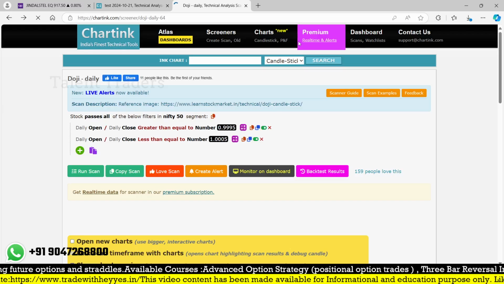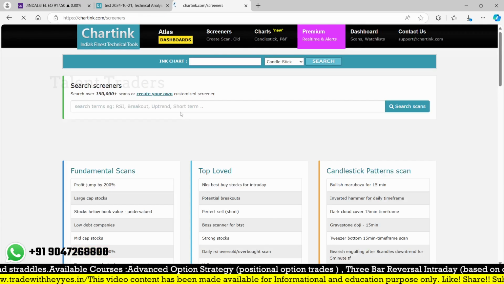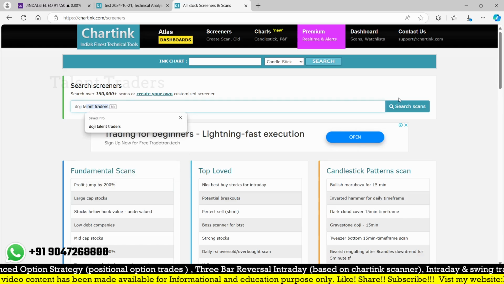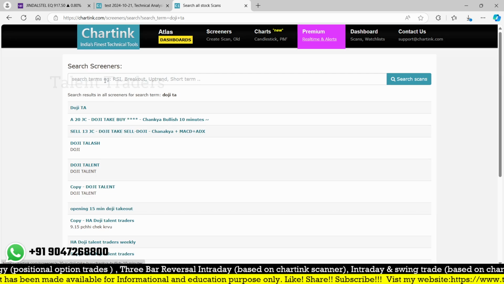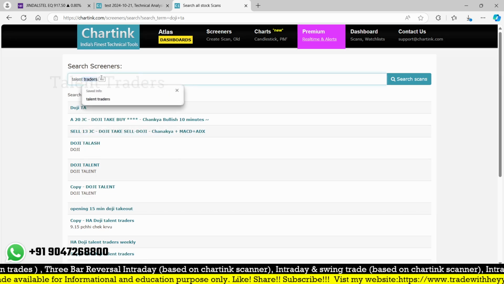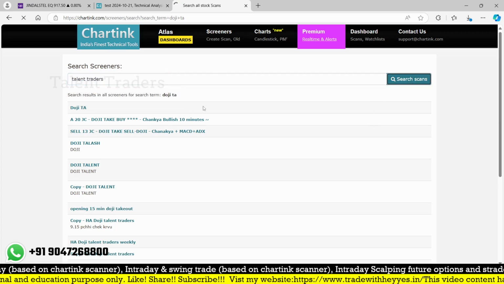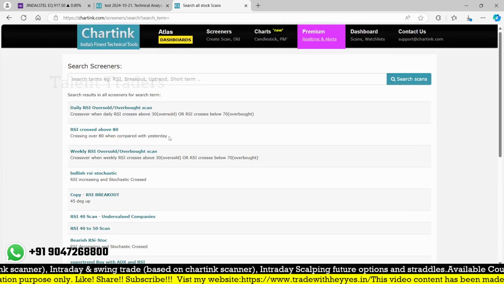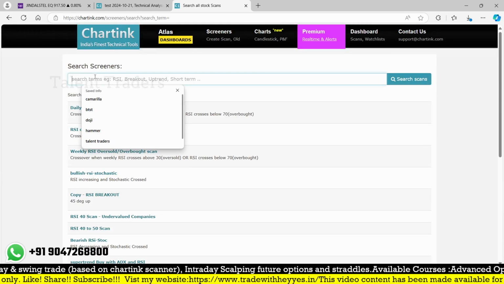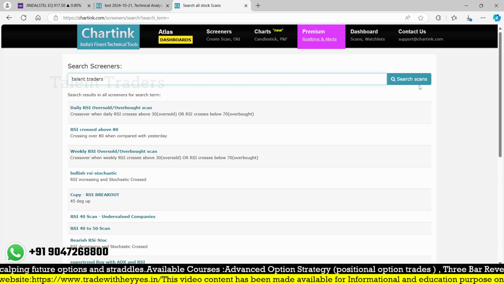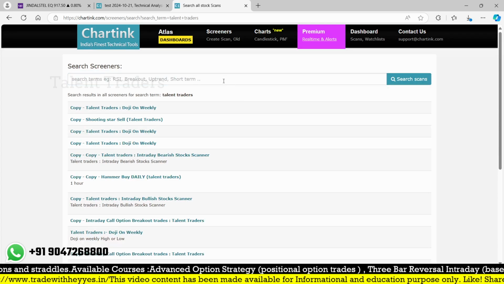Let me go for a Doji candle. You can directly check Doji Talent Traders, or you can directly find Talent Traders, and you may find many copies. Let me check. Yeah, so this is happening. Search. We created a lot of scanners previously.